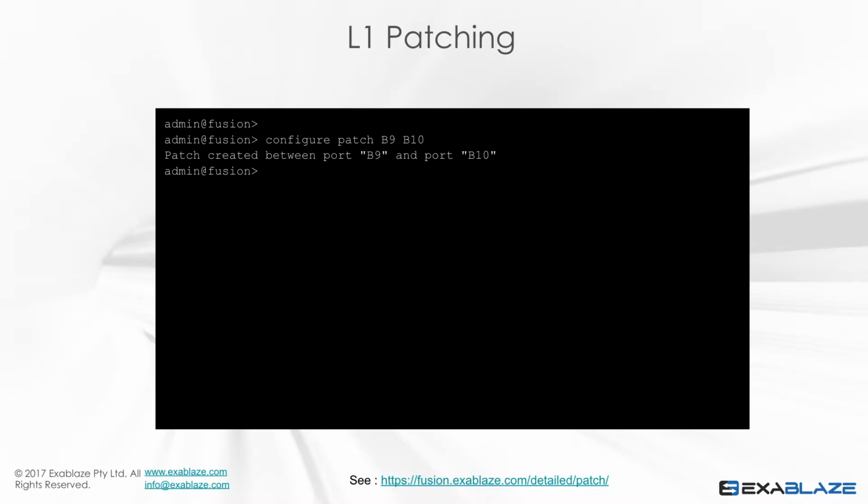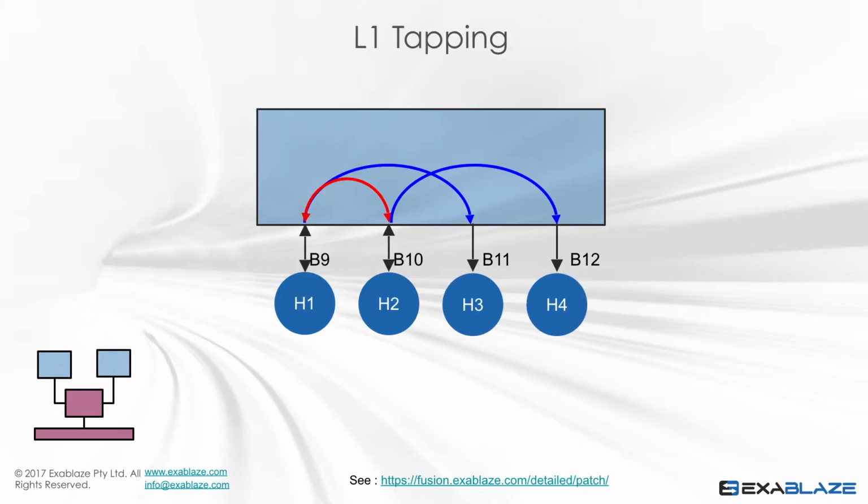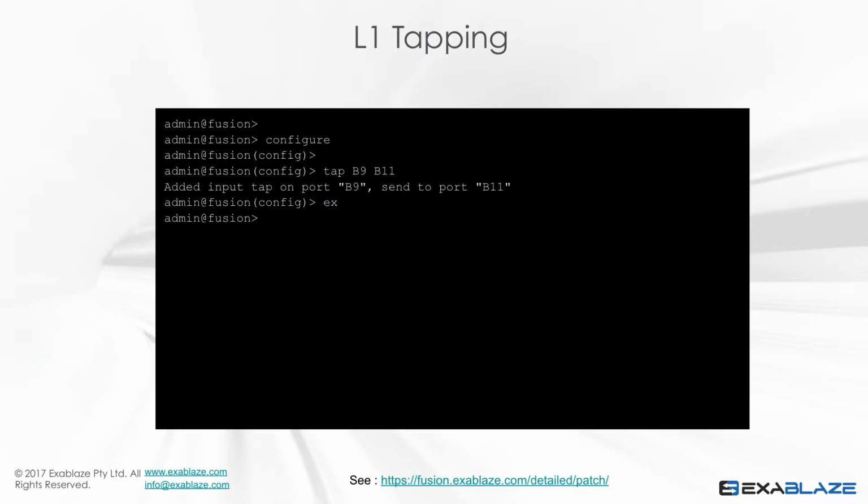Very similar to a layer 1 patch is a layer 1 tap. Layer 1 taps are often used for monitoring, and in this way they're very similar to an optical splitter device. In this example, we might want to monitor both sides of the patch that we created in the last example. The physical manifestation would look something like this. We add a tap to port B9 and send it to port B11, and also tap to port B10 and send that to port B12.